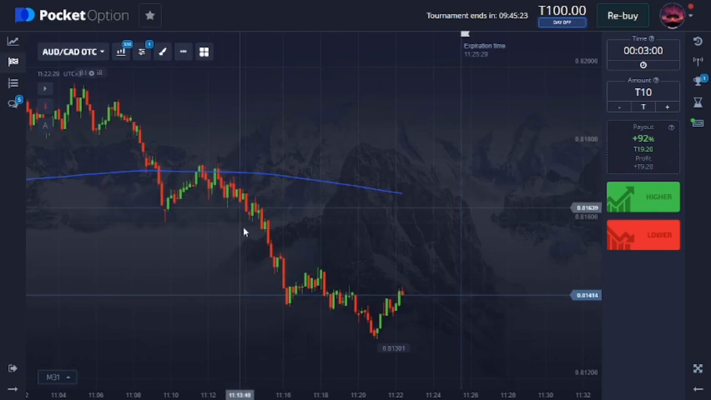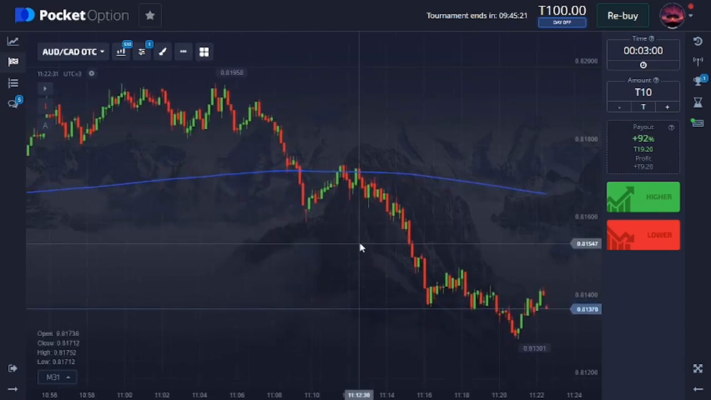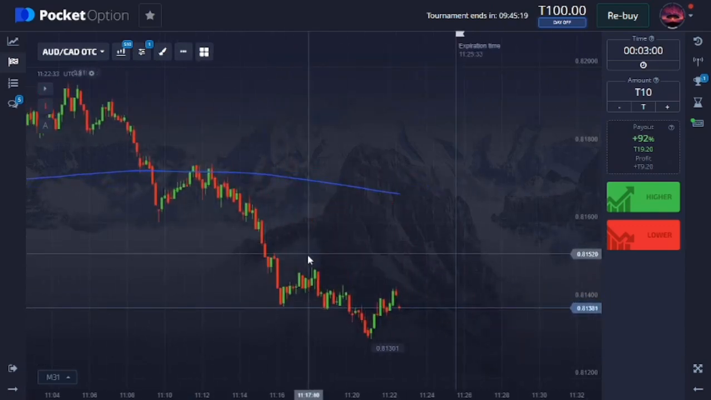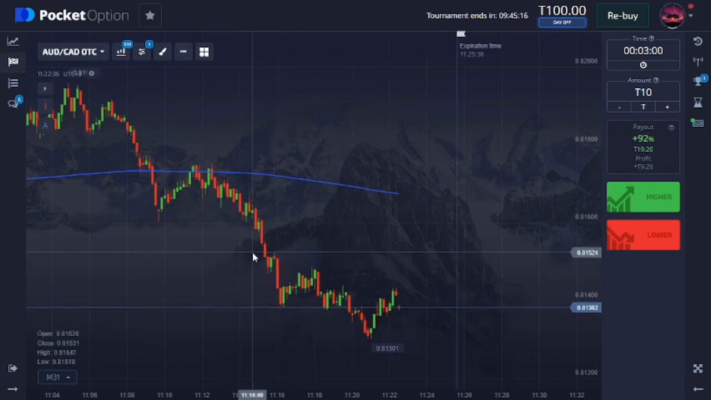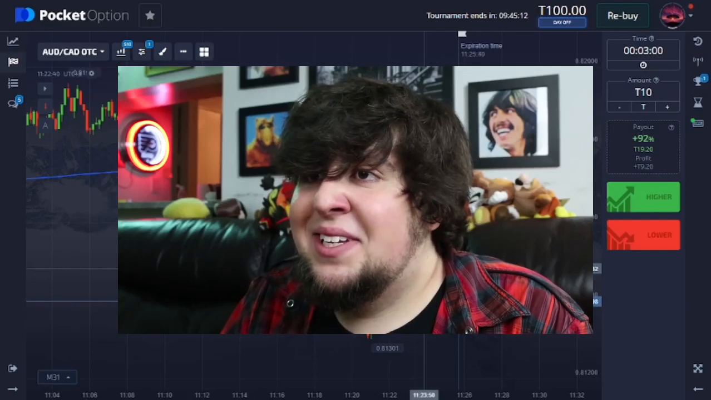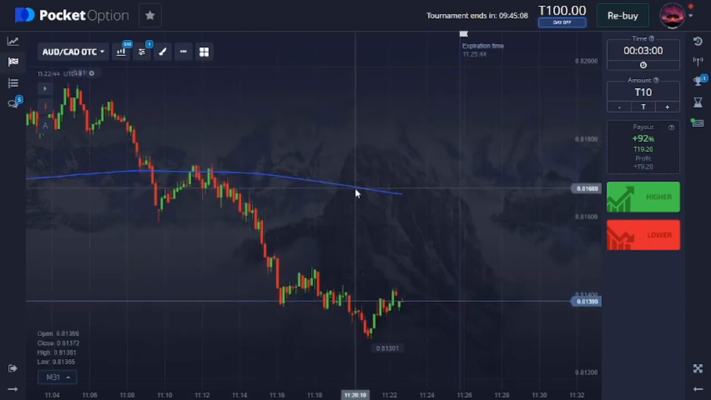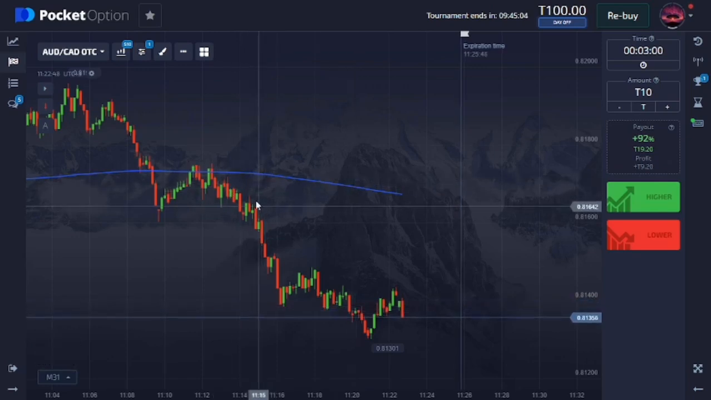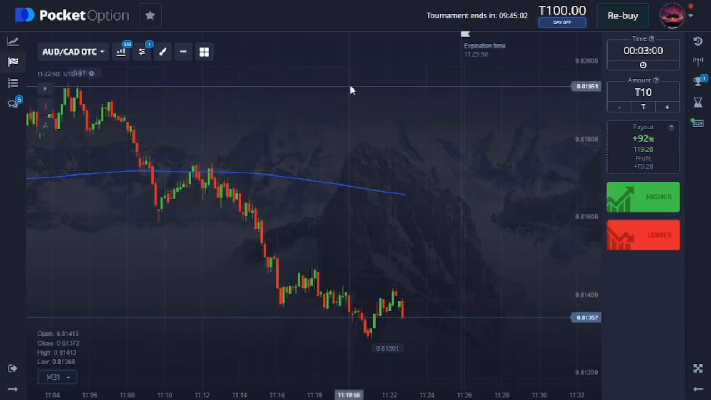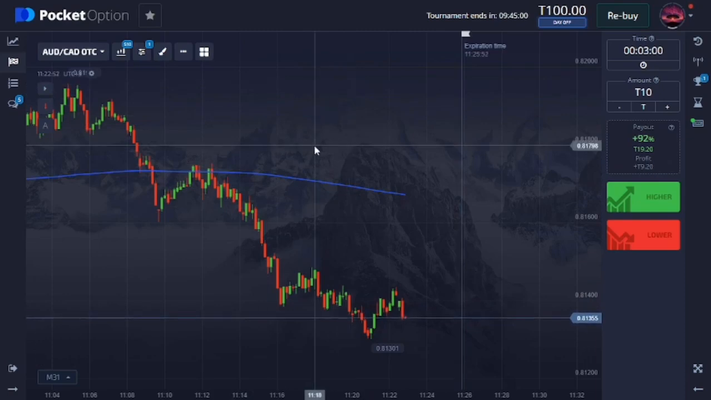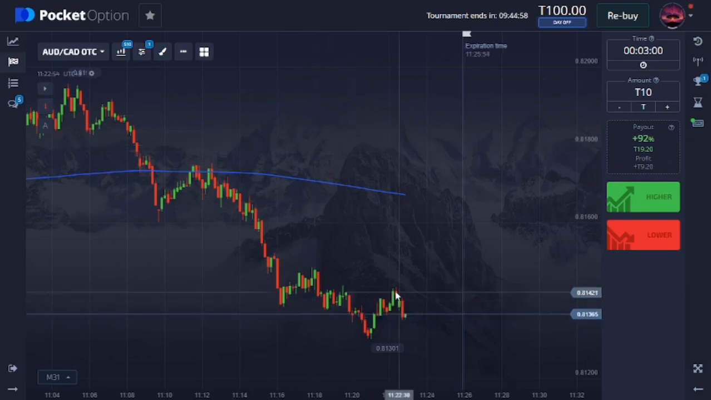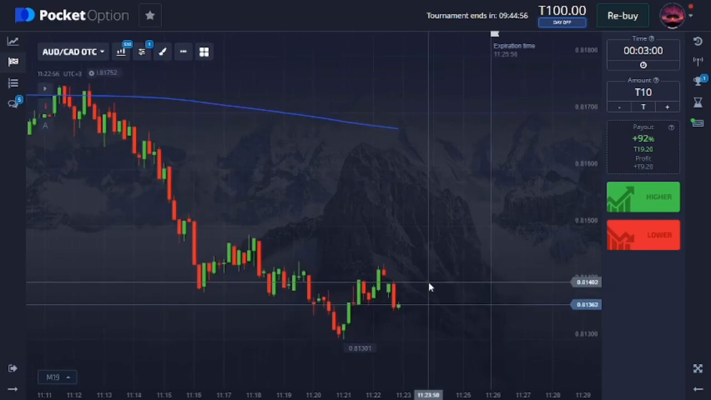Bollinger Bands, those are just confirmations. They cannot be used alone. I am using this moving average as a confirmation. When it is below the moving average, I will be selling. When it is above the moving average, I will be buying. That is all I am doing right now.